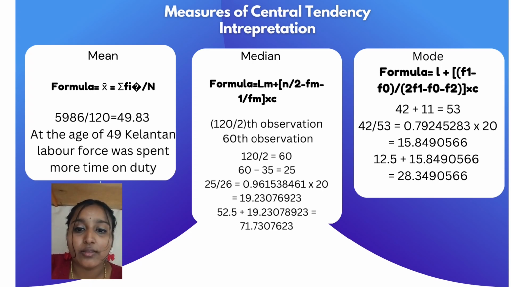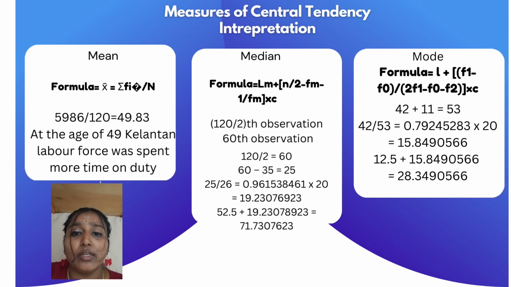Moreover, the median is the value that lies in the middle of the data when the data set is ordered. This is the formula of the median, where LM is the lower class boundary of the median class, FM is the frequency of the median class, FM minus 1 is the cumulative frequency before the median class, and C is the class size.